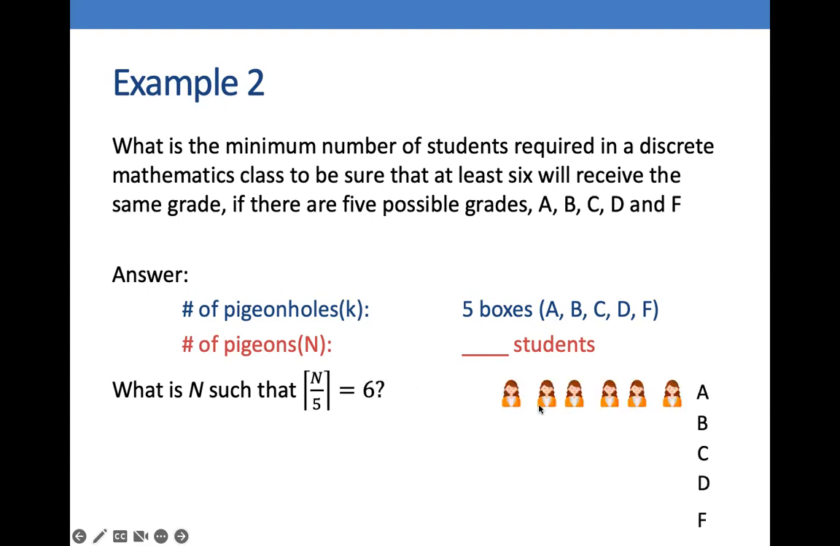We can visualize it like this. Suppose we have 6 students who have an A in a grade, or these 6 students could have a B in a grade, or another 6 students that will have a B in a grade, etc.